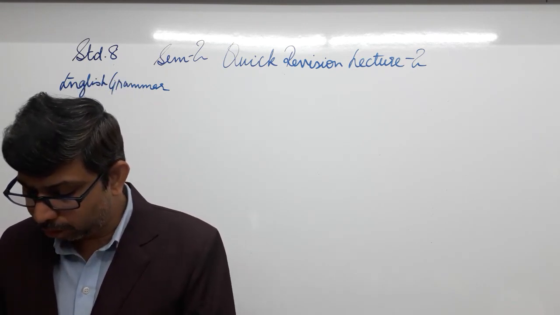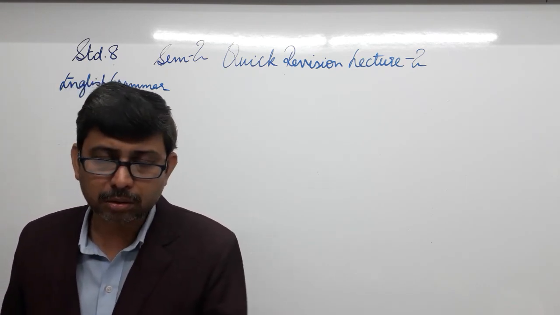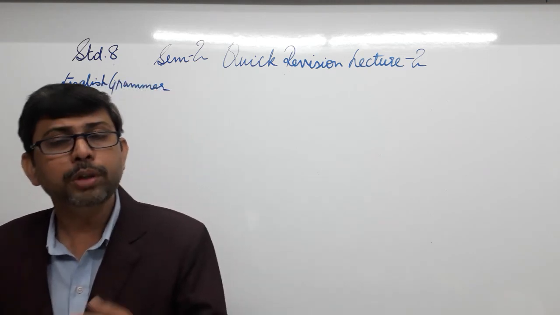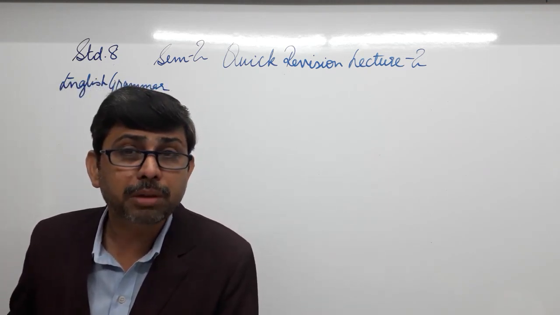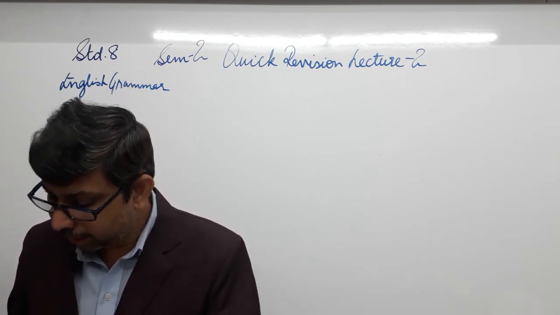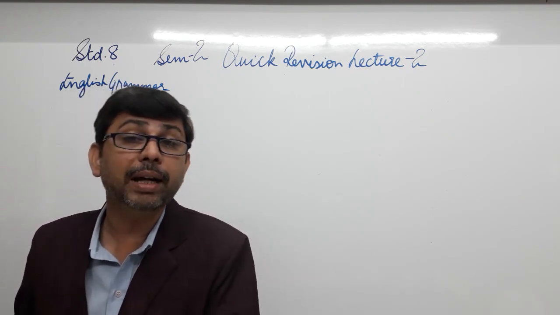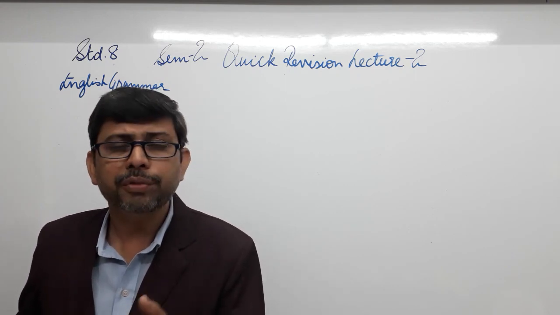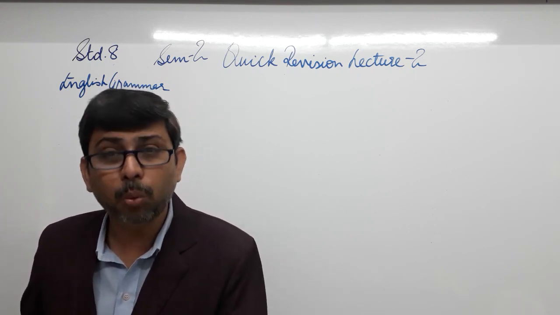The magician took pity on the mouse. Well, we don't find any ing word over here, nor do we find any was or were, that is, any member of the be family. There is no member of the be family. And in the second sentence, he turned it into a cat. Here too, we don't find any ing verb, nor any member of the be family. Now what is to be done?